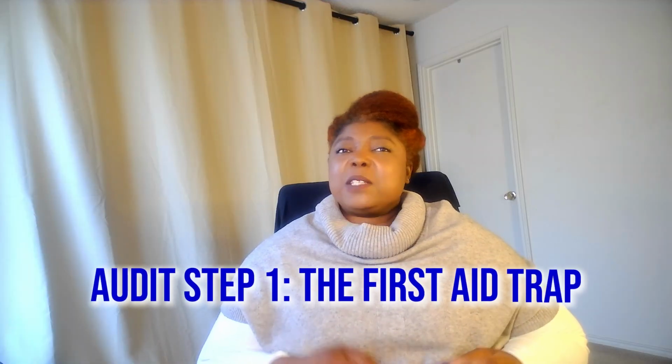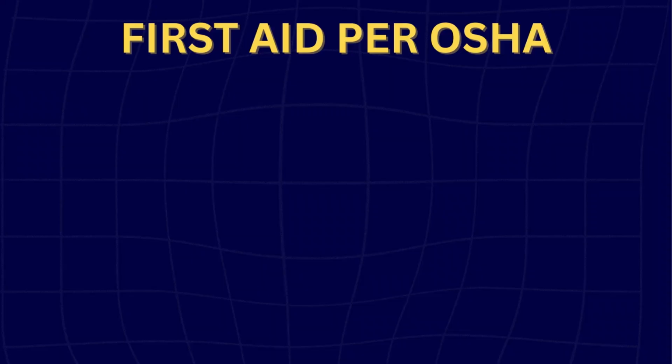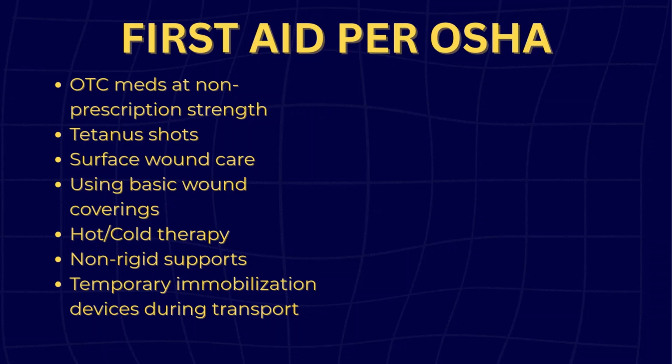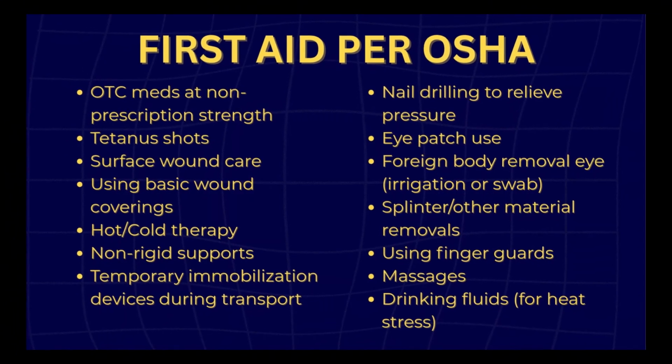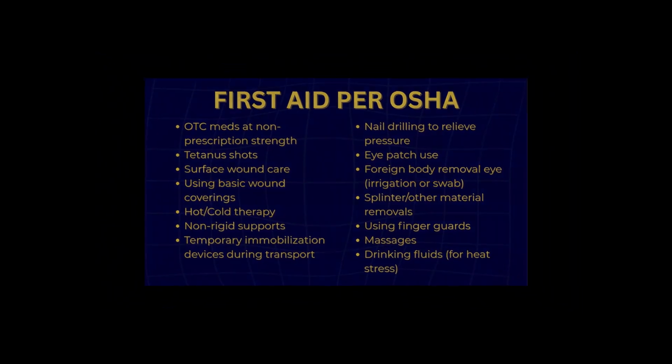The first place we look for margin recovery is the first aid trap. Most facilities overreport their OSHA 300 because they don't understand the difference between medical treatment and basic first aid. OSHA identifies 14 specific actions, like applying bandages, eye flushing, or using non-rigid splints, that are considered first aid. First aid, observations, and diagnostic tests are not recordable on your OSHA 300 log.